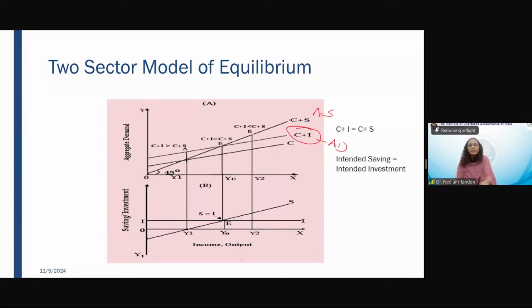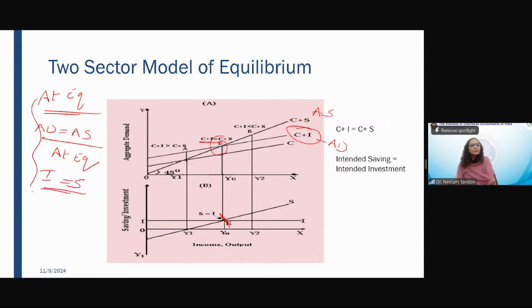This is aggregate supply. Now if you see, at E it is equilibrium because aggregate demand is equal to aggregate supply. Where it is at equilibrium, investments are also equal to savings. So at equilibrium, aggregate demand is equal to aggregate supply, and at equilibrium, investments are equal to savings. So that is point E in this case. Okay, the economy is at equilibrium.